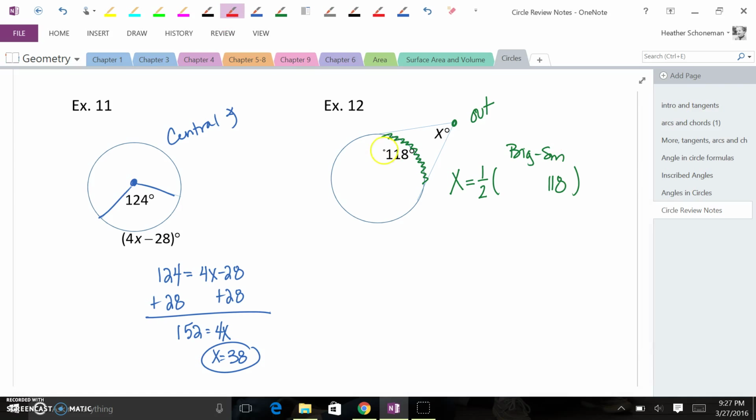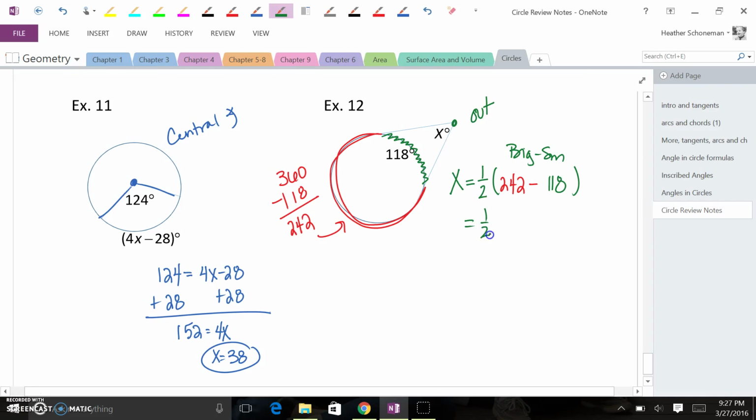What they didn't give us was the big arc, which is this whole thing right here. Well, to find the big arc, we're going to do 360 minus 118. And 360 minus 118 is 242. So this big arc is 242. So now we can finish the problem. So it's going to be 1/2 of 242 minus 118 is 124. And half of 124 is 62.